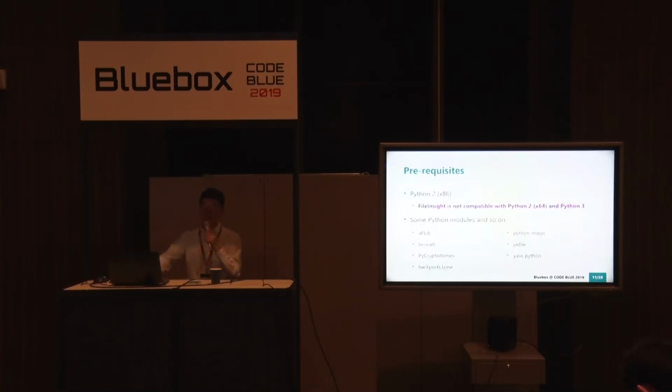Regarding installation, FileInsight plugins requires the x86 version of Python 2, and it is not compatible with the x64 version of Python 2 or Python 3. But Python 2 and Python 3 can coexist. Please follow the instructions written in the README of FileInsight plugins. It also requires some Python modules and so on.